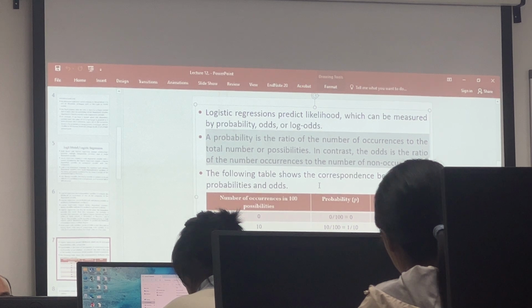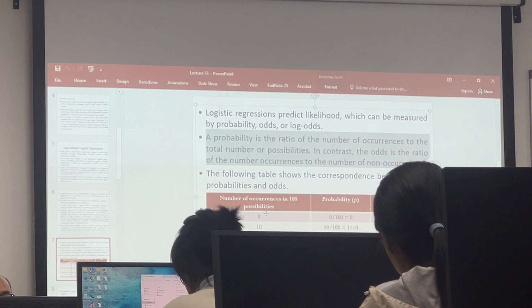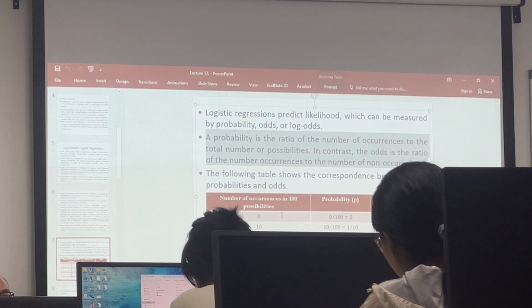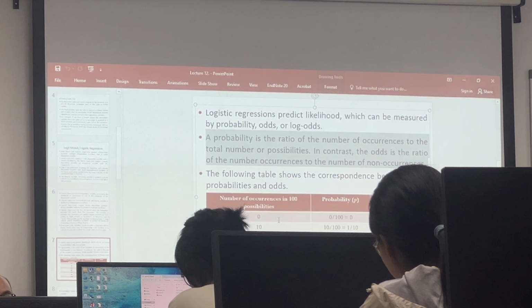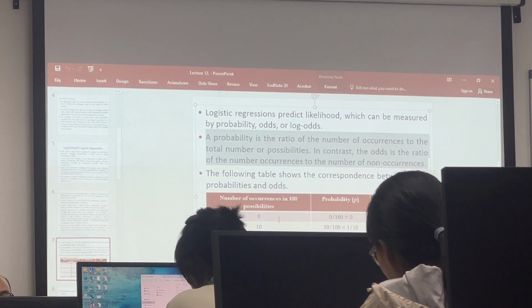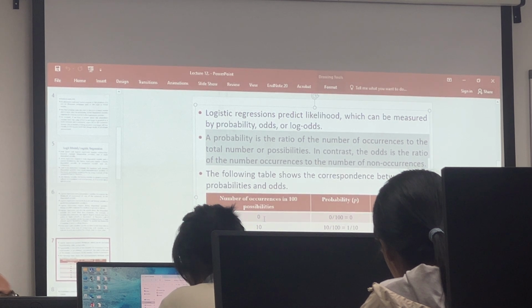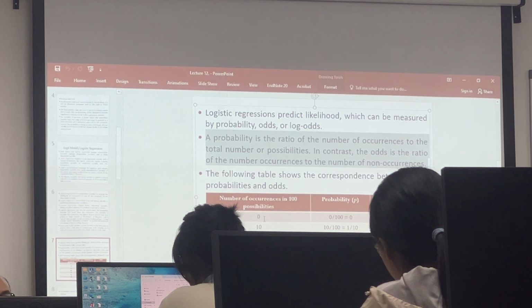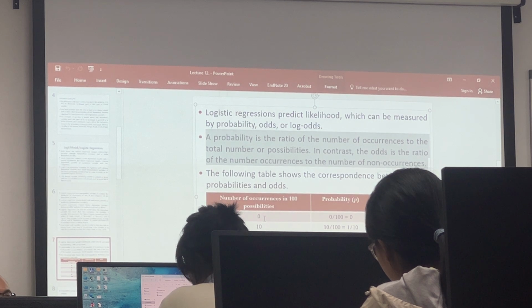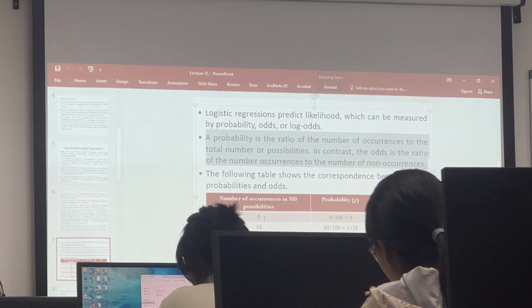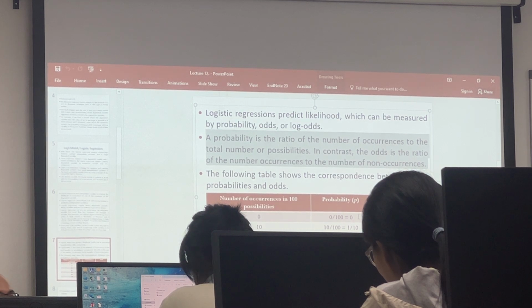The following table shows the correspondence between some probabilities and odds. Let's take an example. Let's say you toss a coin 100 times, and you are interested in estimating the probability of getting heads. If out of the 100 tosses there are 0 heads, meaning you get all 100 tails, then in terms of probability that is 0.